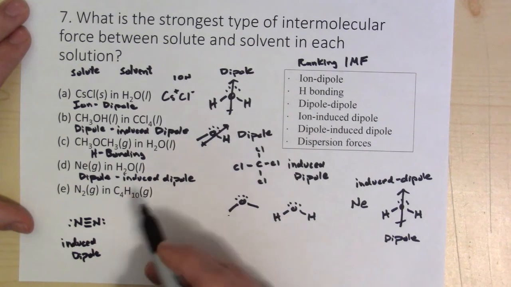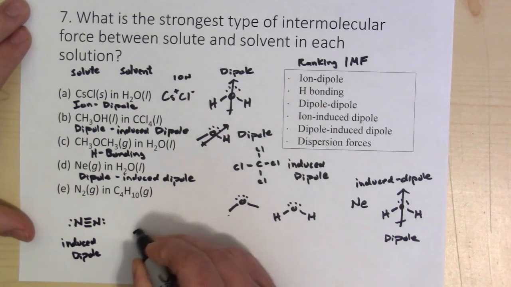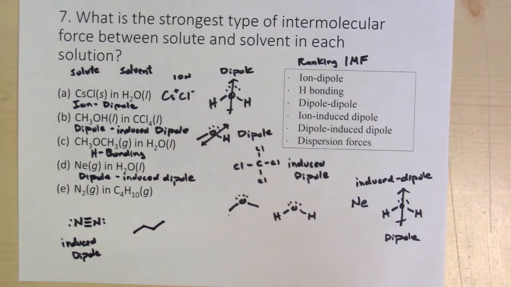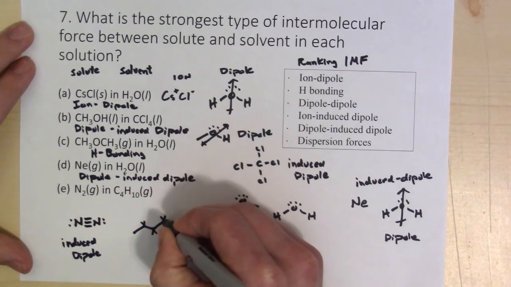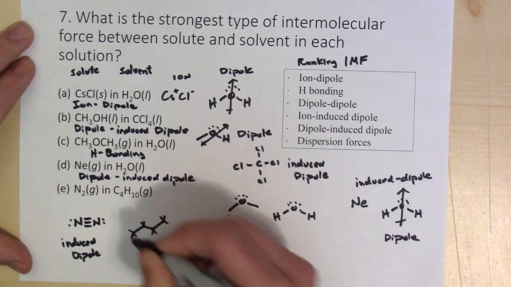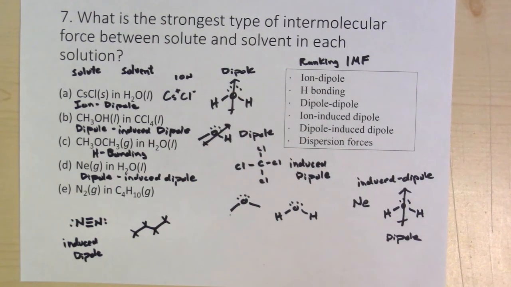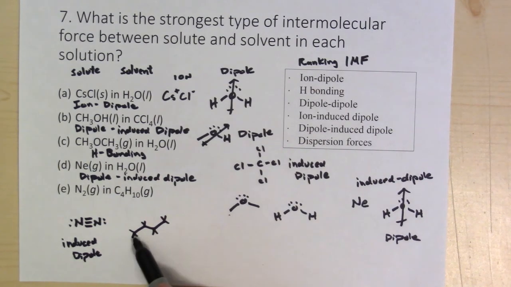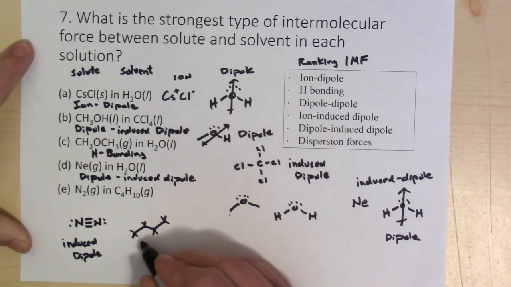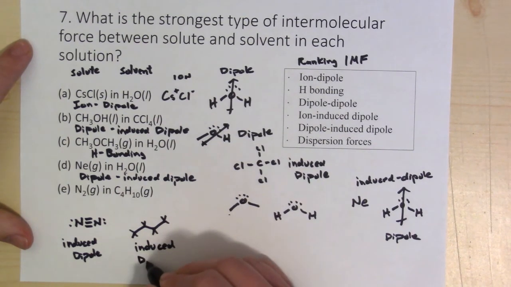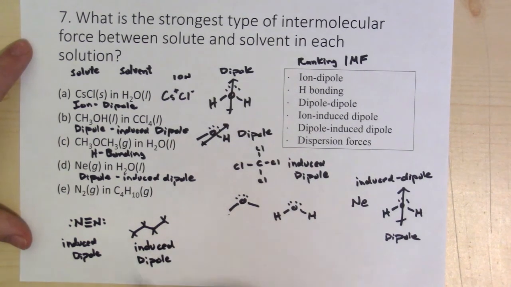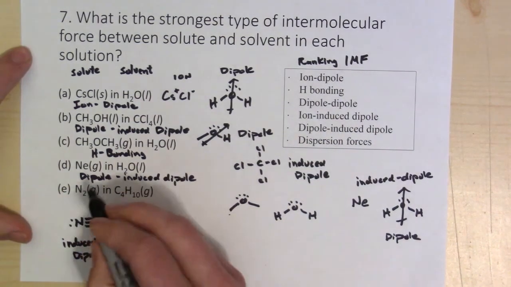And then we have C4H10. I won't draw all the hydrogens. I'll just draw them as the little wedges there. So all of those CH bond dipoles are going to cancel one another, and all of the carbon-carbon bonds have no dipole. So this is going to be a nonpolar molecule as well, meaning that it can also only interact through induced dipole. So E here is dispersion.